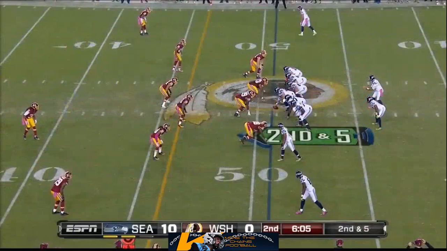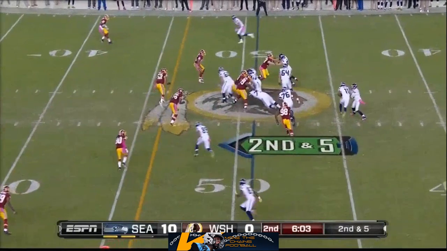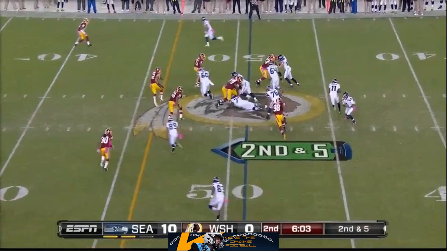But if this end is in a standard 5 tech position here, I'm confident that based on our read, Wilson can pull the ball and win the edge with no issues because the end is crashing in so hard. The read man's hips are literally pointed towards the sideline, and I'd be okay with the quarterback keeping the football in this situation.